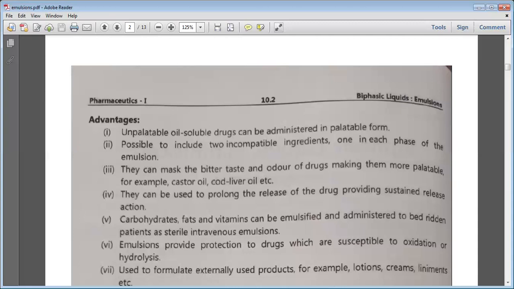They can also be used for prolonged release of drug, providing sustained action. Prolonged release of drug means that over a period of time the drug is being released, and it can be given in the form of emulsions.